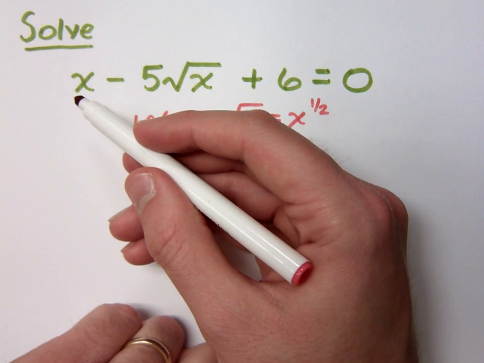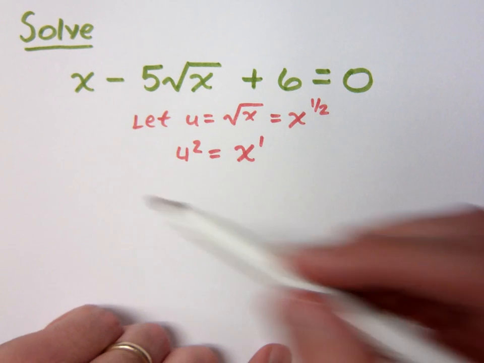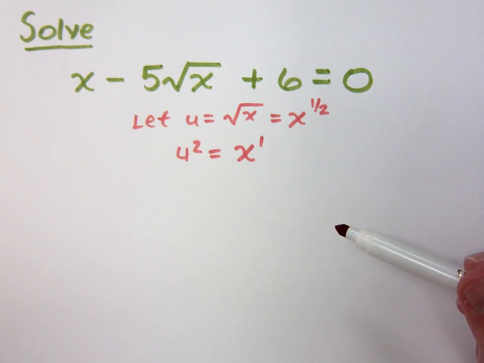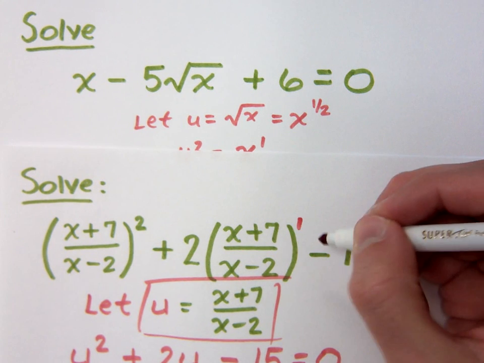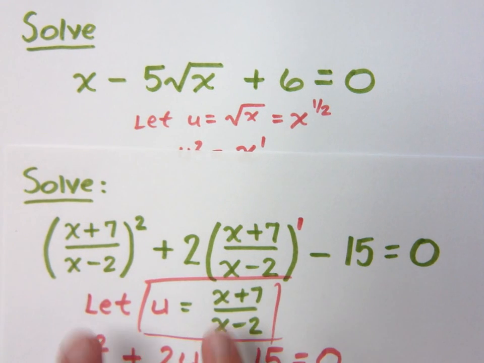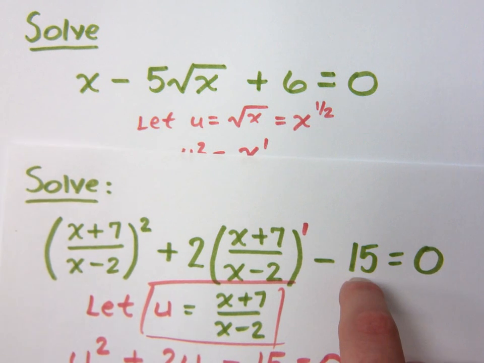Look at the other examples that we've done today. The first one I had x to the 4th and x squared. If you double the exponent on the x squared, you get 4. The last example that we had was this one. This had an exponent of 1. If I double that, I get 2. And the term inside is the same. You've got your constant. That makes it quadratic in nature.